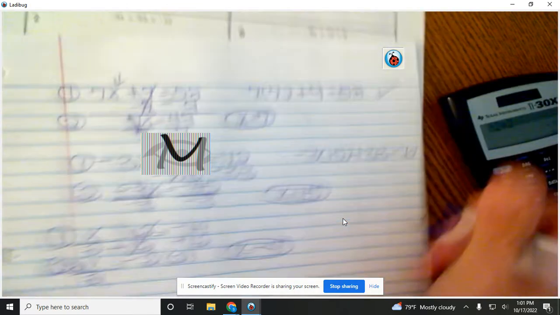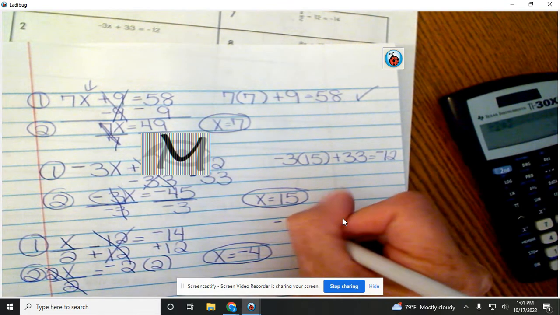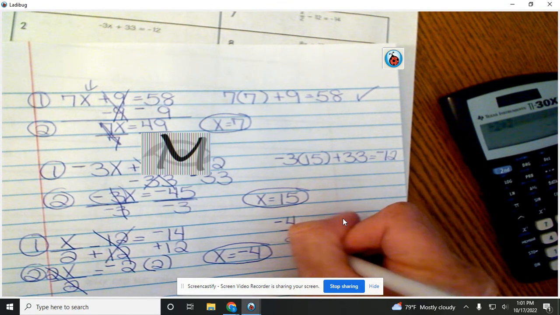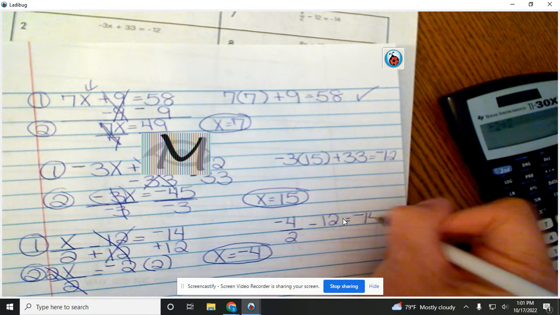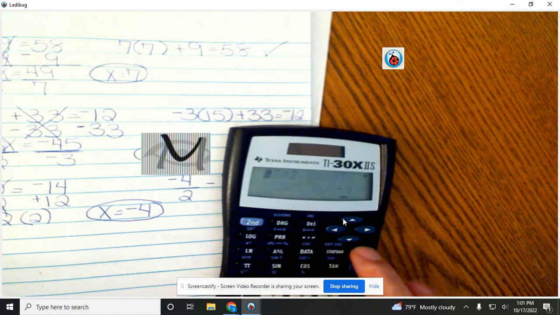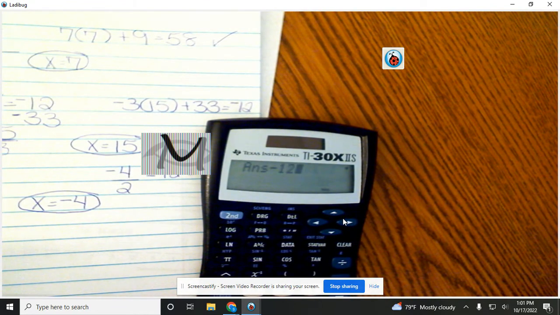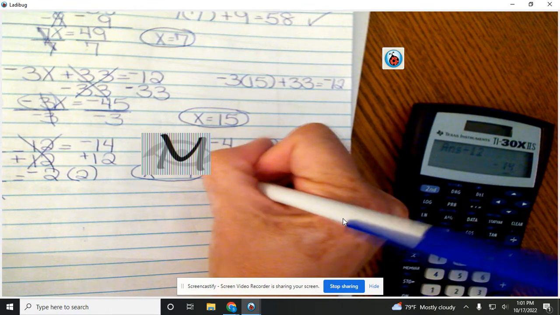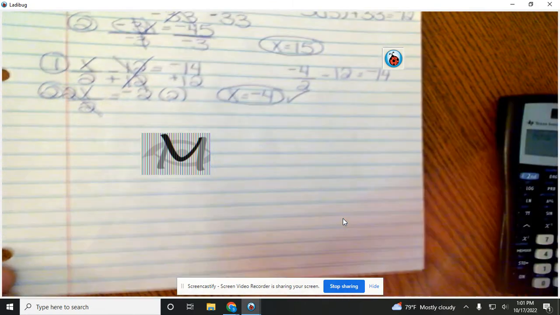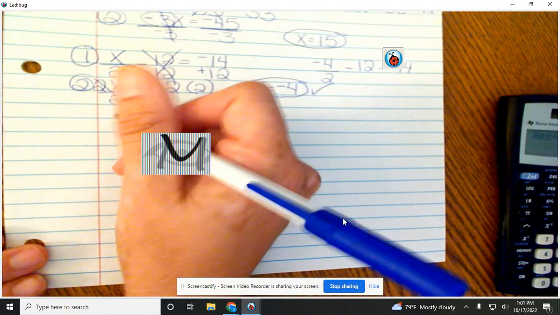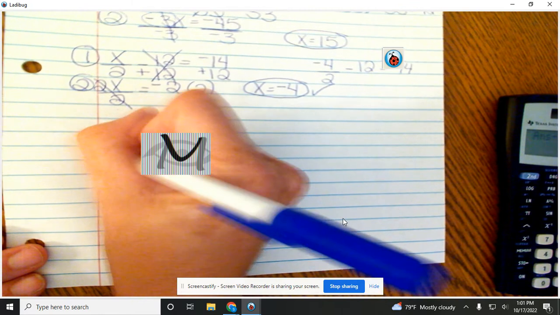If I'm going to go back and double check my work, I have negative 4 divided by 2 minus 12, which should give me minus 14. Well, let's double check this. Negative 4 divided by 2 gives me negative 2. Minus 12 gives me negative 14. So this is the correct answer. Let's just do one more together, in case we're still a little confused, and hopefully make you feel a little bit better.